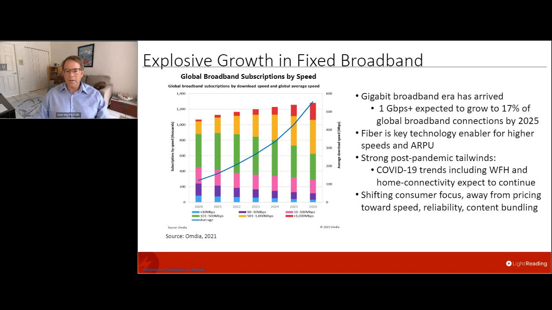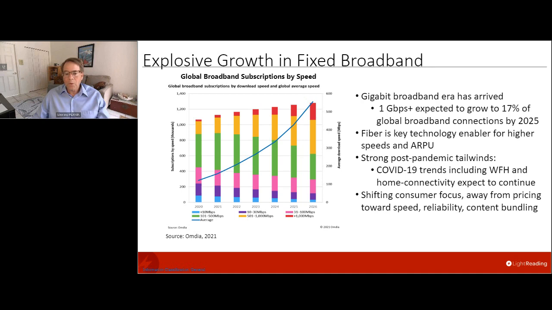Research is showing that fiber deployments actually lead to an increase in ARPU, which of course is a very big deal. A lot of opportunity is coming as we move into the post-pandemic world, with trends of work from home. I'm obviously working from home myself. This is all expected to continue.